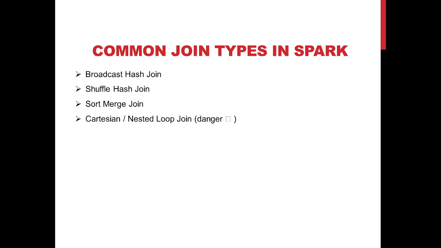Now, Spark has multiple ways to perform joins. Some are fast, some are slow: broadcast join, shuffle hash join, sort merge join. Spark picks one depending on the data size and conditions. And yes, there's also a dangerous one. That's the Cartesian join. Usually, it's a red flag.